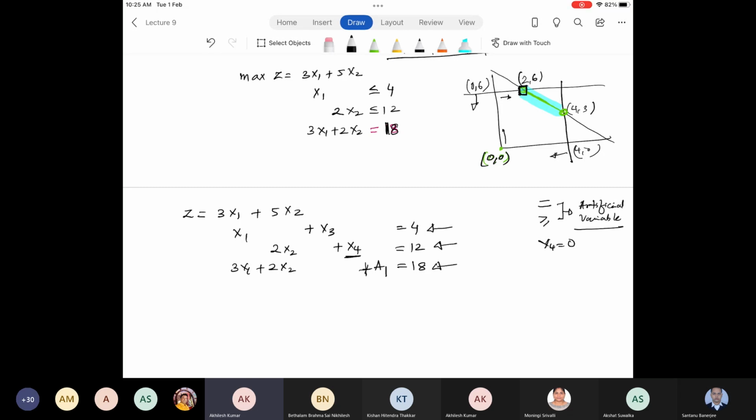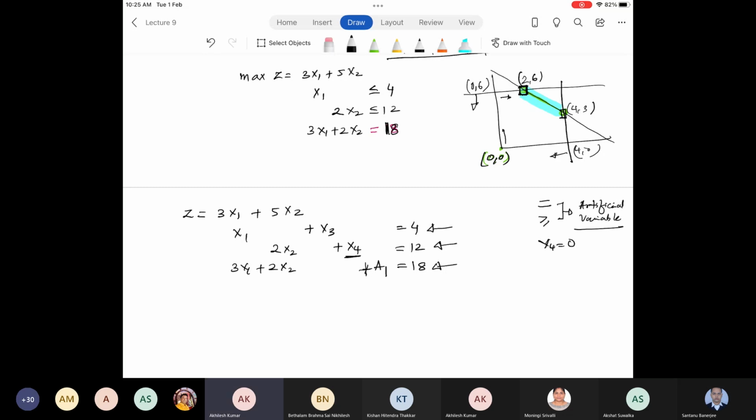When I reach this point, or when I reach this point, the artificial variable will leave the basis. It will not be part of the basis. And we can say that, okay, now I have an initial feasible solution to start the original problem. So you understand why artificial variable techniques are used?